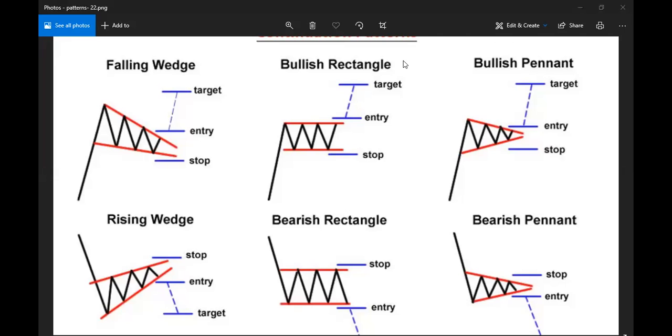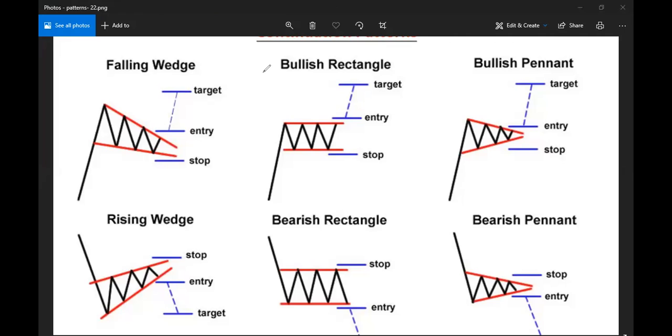Okay, I'm going to repeat again for the benefit of those who could not hear me. I said a falling wedge is a continuation pattern in an uptrend. If you're writing in your notes, please take note of that. It's a continuation pattern in an uptrend. It shows that the market is still going to keep going up.